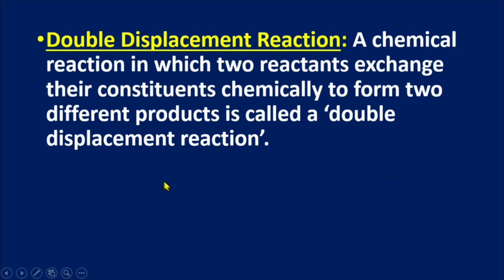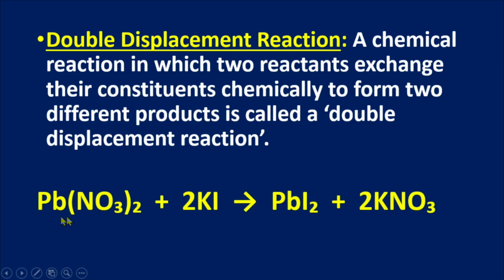The last one, double displacement reaction. A chemical reaction in which 2 reactants exchange their constituents chemically to form 2 different products is called a double displacement reaction. Lead nitrate, potassium iodide. When they react, they form lead iodide and potassium nitrate. So here nitrate and iodide exchange their places.